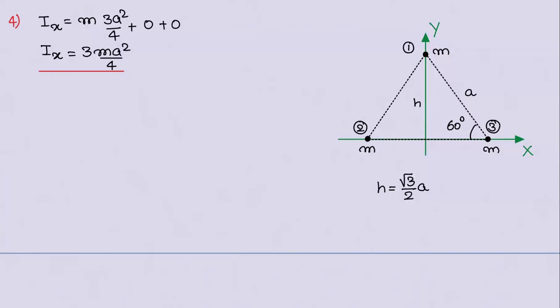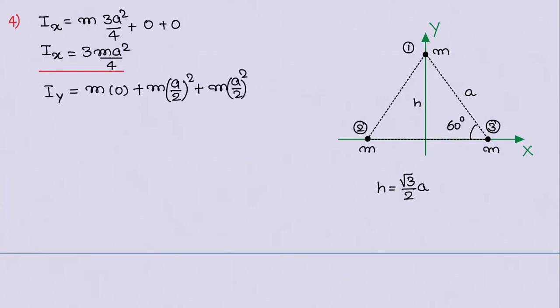What about Iy? Y-axis you take. So Iy is equal to, first particle mass m. What is the perpendicular distance for this first particle? Anyone? 0. It's on the axis. So m into 0 plus second particle, m into distance a by 2 whole square, plus third particle. That's also a by 2 only, na? Perpendicular distance, right? m into a by 2 whole square.